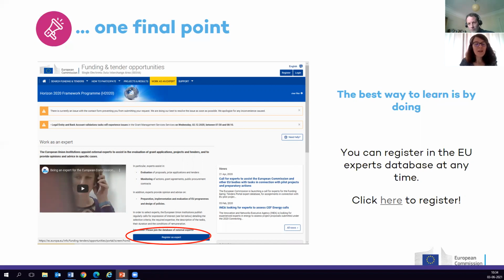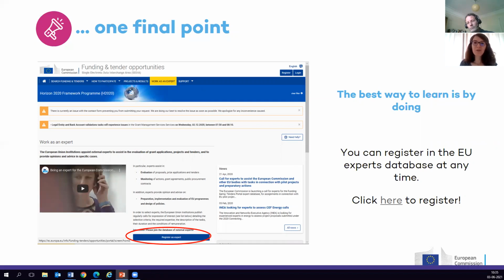And why am I mentioning it right now? It's also because that could be a good way to learn how to write a successful proposal, by participating in evaluating some. Because you would see what is working, what is not working, what is convincing, what is missing in proposals, what is perfectly well addressed.